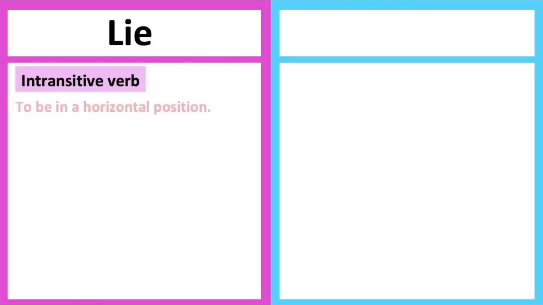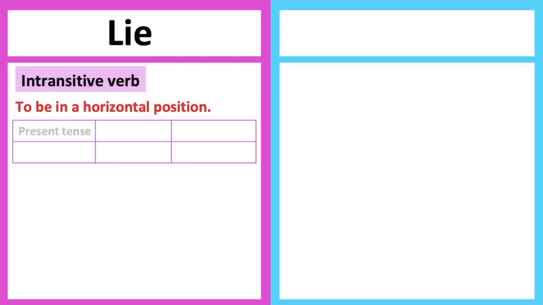Lie. Lie is an intransitive verb. This means there is no direct object. Lie means to be in a horizontal position, for example, when you're resting or sleeping. Lie is an irregular verb, therefore it's important to know the different forms of the verb.